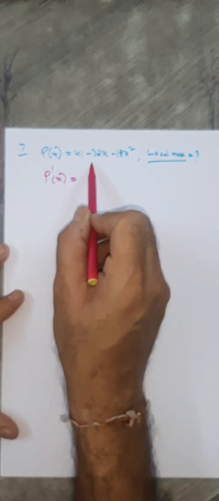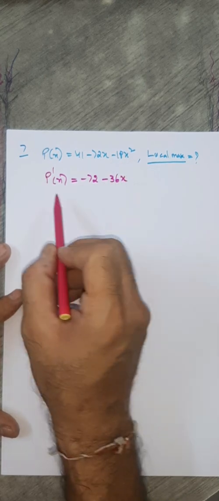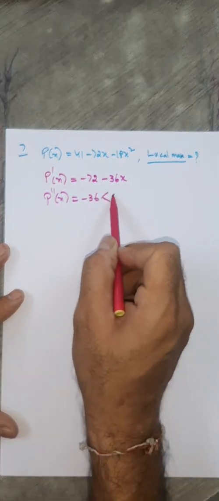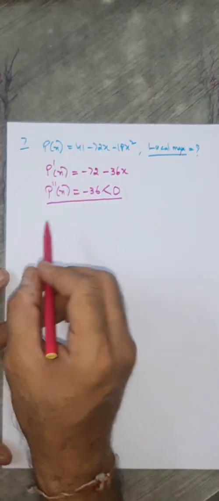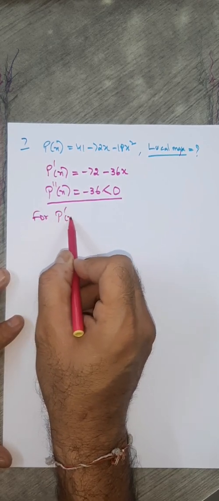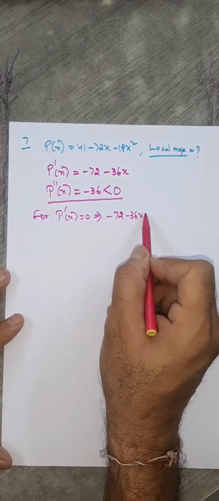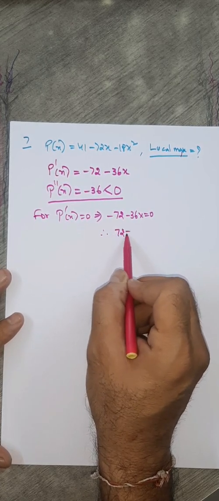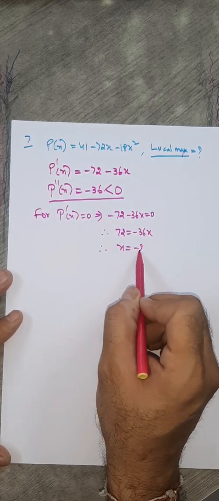Twice. Constant derivative 0 minus 72, here 36x. Again differentiation, double derivative 0 minus 36, because here it is 1. This is negative. Double derivative is negative, means function will have always maximum value. Okay, now for first order derivative equals to 0, it implies we have minus 72 minus 36x equals to 0. So you have 72 equals to minus 36x, and therefore x equals to here minus 2.